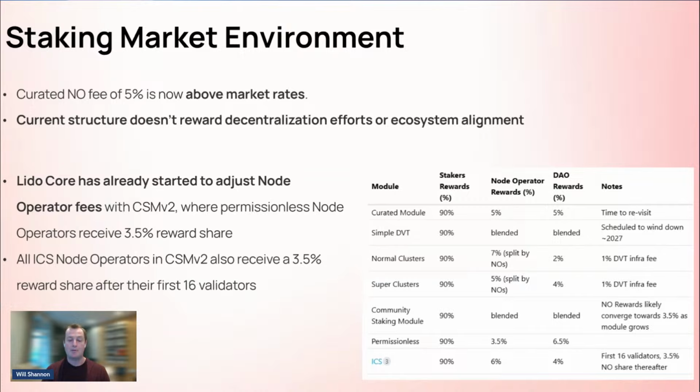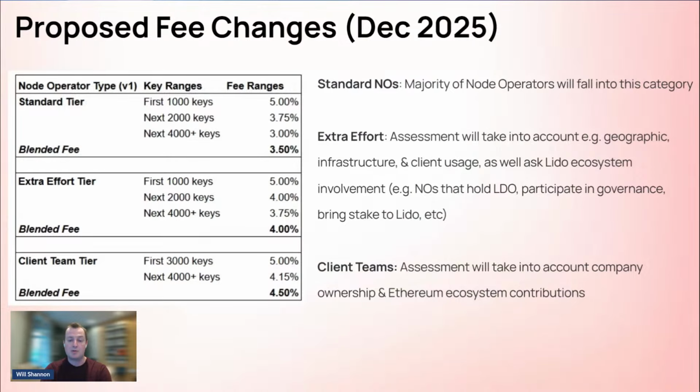And for node operators that are independent community stakers or identified community stakers as part of the ICS framework, after their first 16 validators, these node operators also now receive a 3.5% reward share. So with that said, we've made a proposal that would be going live for snapshots in November with potential implementation, if accepted, in December to reduce fees for node operators within the curated module. And the expectation is to do this across 3 different tiers initially.